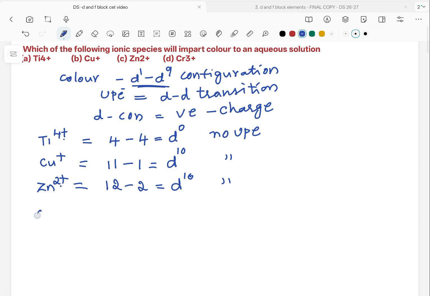The last option, chromium 3 plus, has valence electrons 6 and the charge is 3. It has lost 3 electrons with d3 configuration. Here it shows 3 unpaired electrons which are responsible for d-d transition and the color of the ion. Therefore, our answer should be D option here.